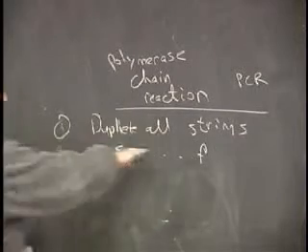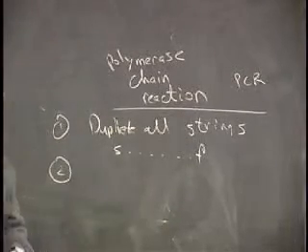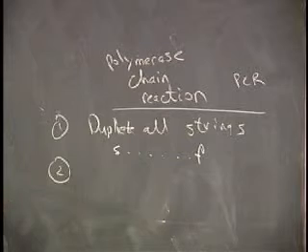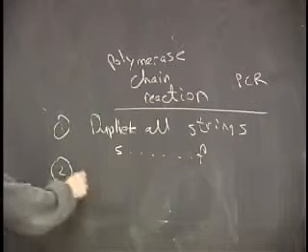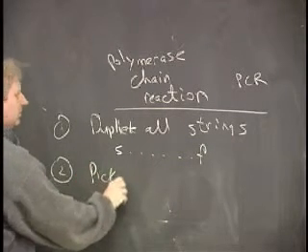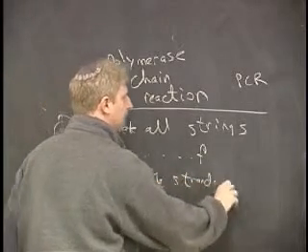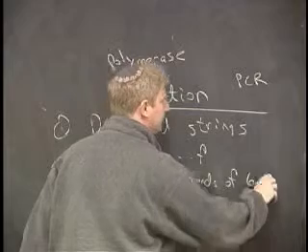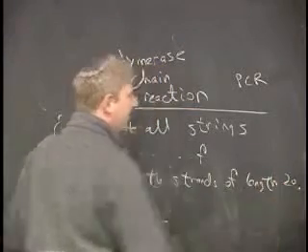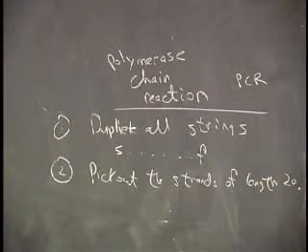We're going to take out the ones that are too long or too short. We're going to take out the ones that are the wrong length. Okay, so pick out the strands of length 20. Well, that's easy to say.